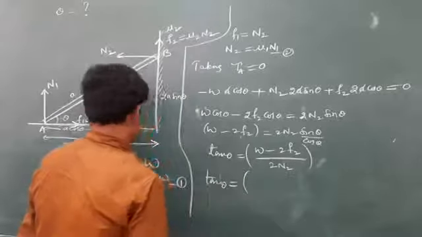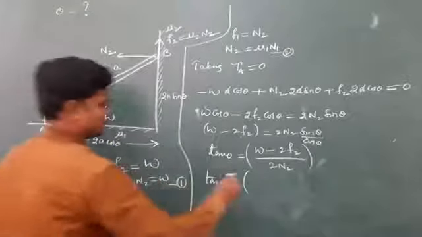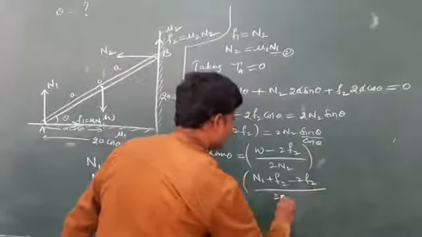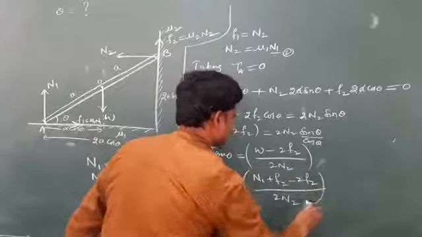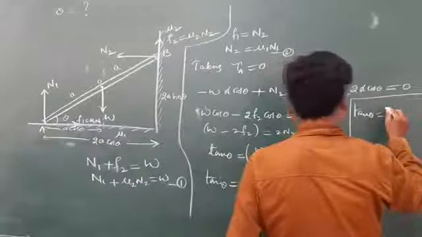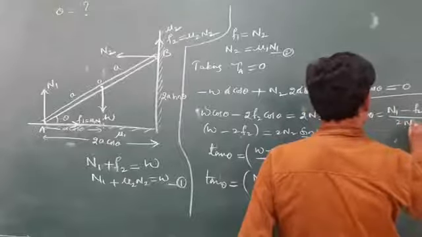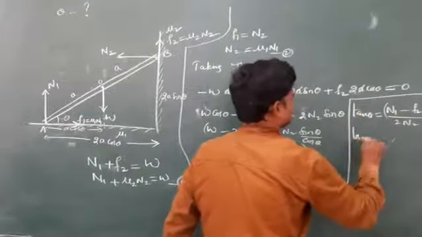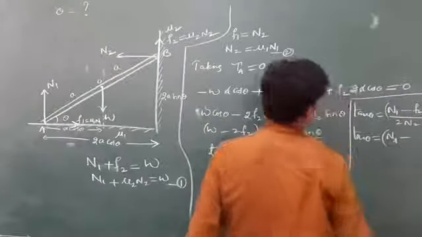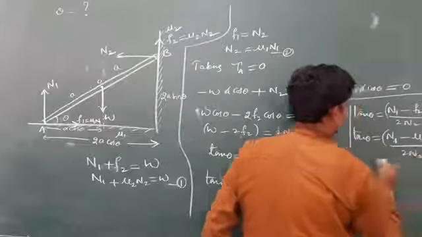W, so what is W? W is nothing but N1 plus F2. N1 plus F2 minus 2F2 over 2N2. So tan theta, okay, simplify the equations. You will get one answer. Tan theta is equal to N1 minus F2 by 2N2. So tan theta is equal to N1 minus, what is F2? F2 is mu2 N2. Mu2 N2 by 2N2.